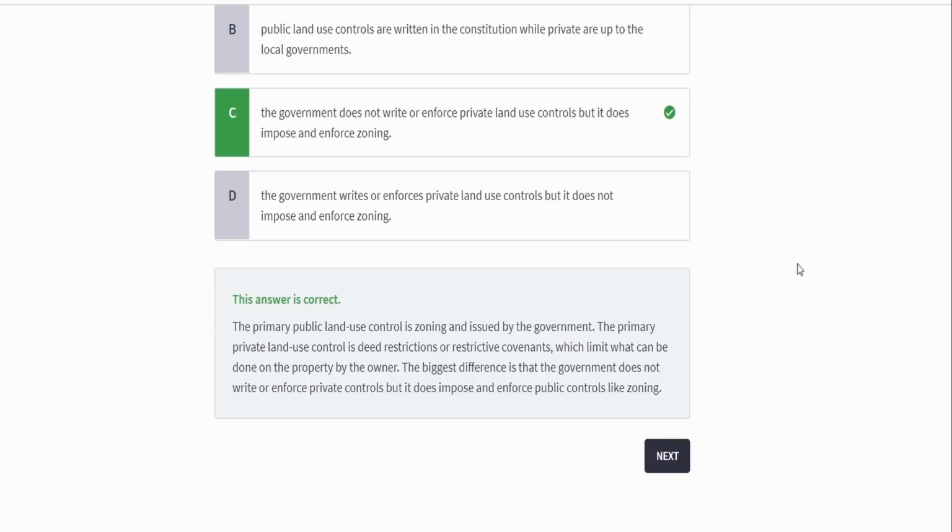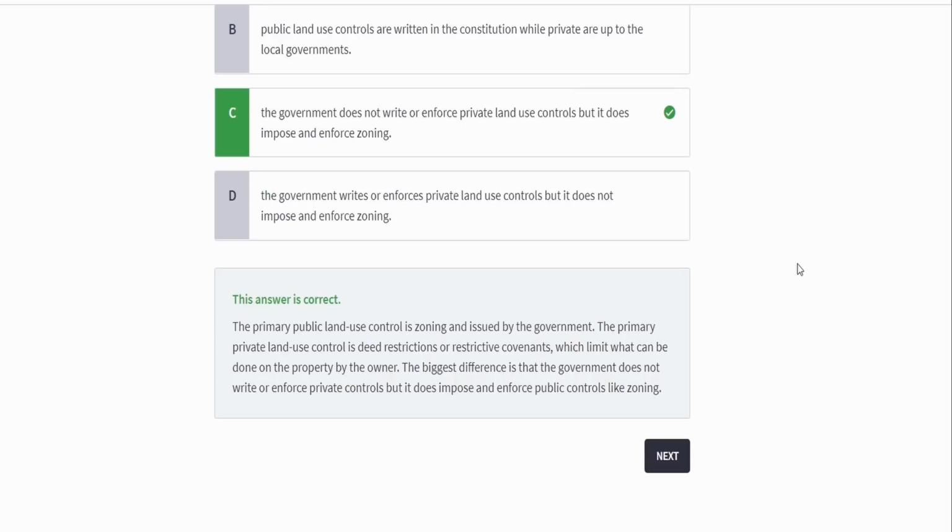Think zoning that is issued by the government. When you think of private land use controls, you need to think of privately owned property, privately owned businesses, things like that. Those are either deed restrictions or restrictive covenants. And that makes sense, right? Because those things in particular a government can't enforce.